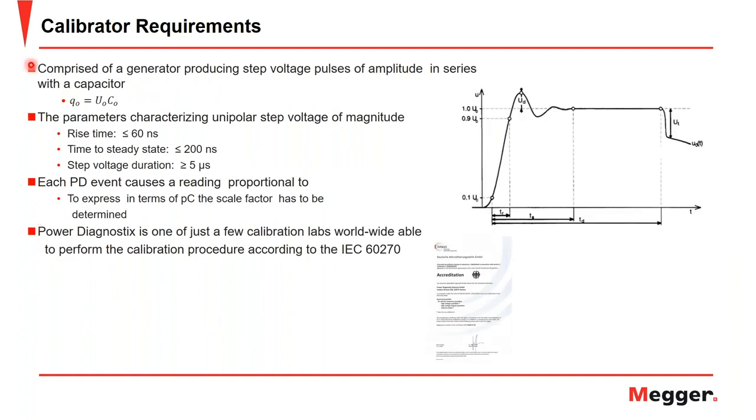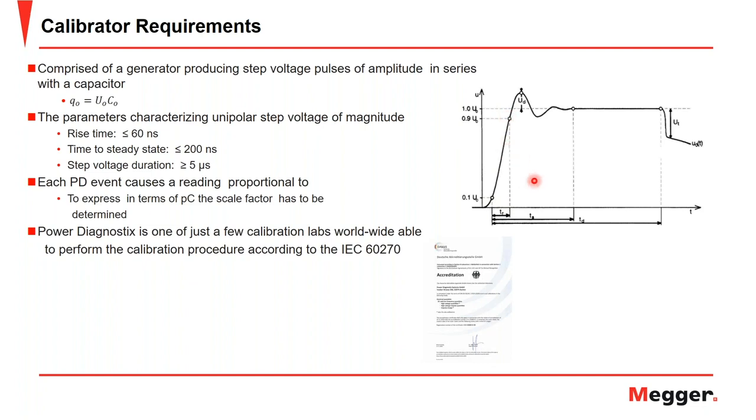The IEC 60270 does have calibrator requirements. As we stated, the calibrator is comprised of a generator producing a step voltage pulse of amplitude in series with a capacitor. And going over some of these parameters of the IEC 60270 characterizing unipolar step voltage, your rise time must be less than or equal to 60 nanoseconds, which is that point TR here, from this point to this point here.